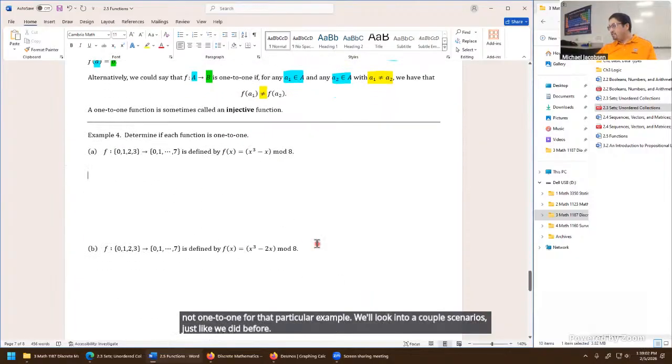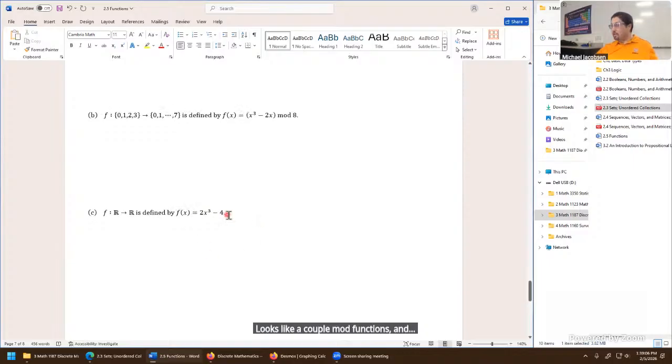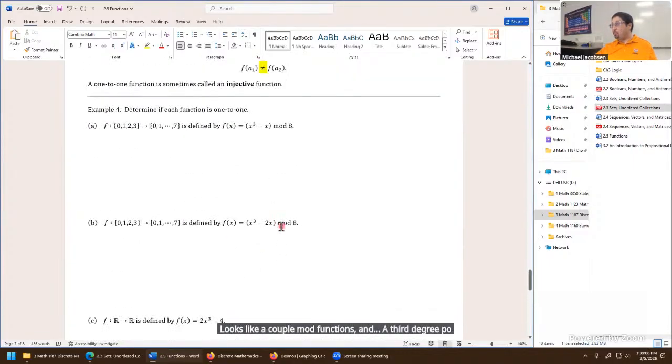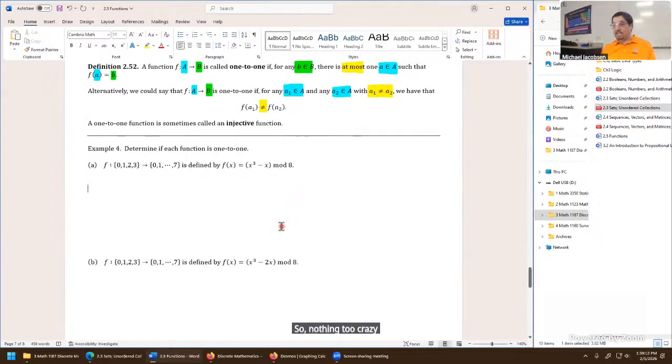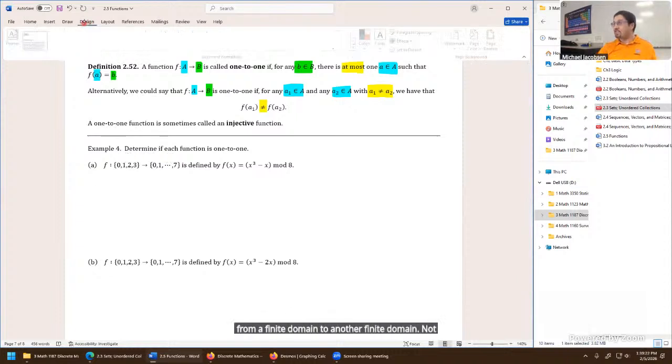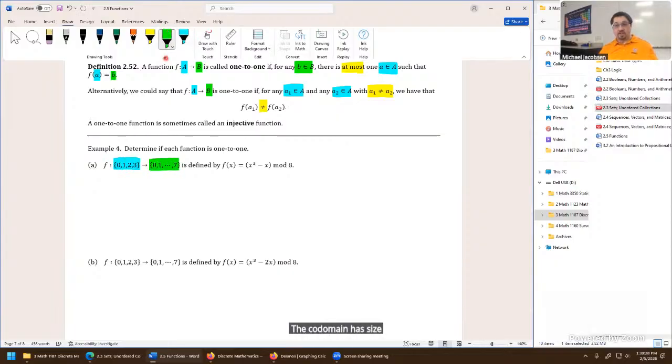Looks like a couple mod functions and a 3rd degree polynomial, and that will round up our one-to-one discussion. So nothing too crazy with trigonometry on this one, it looks like. This time, it looks like 2 mod functions we're looking into from a finite domain to another finite domain. Notice this domain has size 4 in cardinality, 4 elements. The codomain has size 7 in its cardinality.